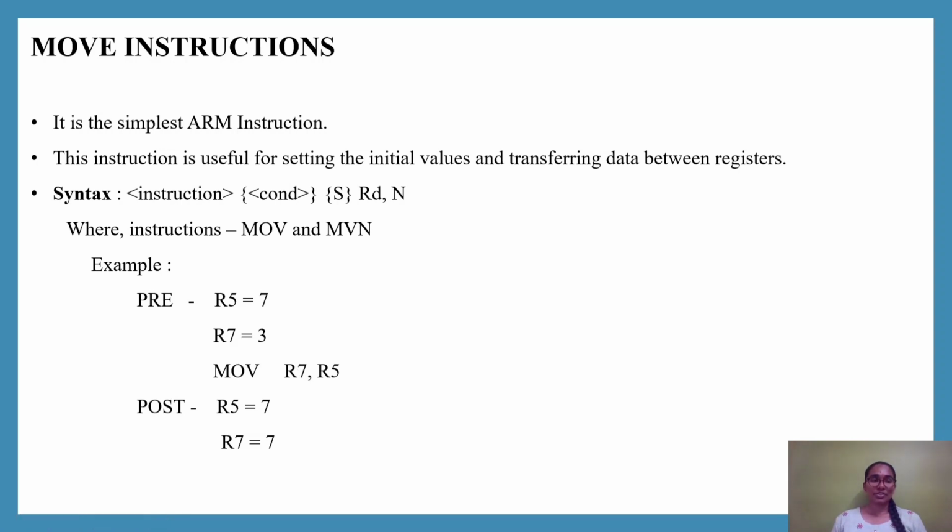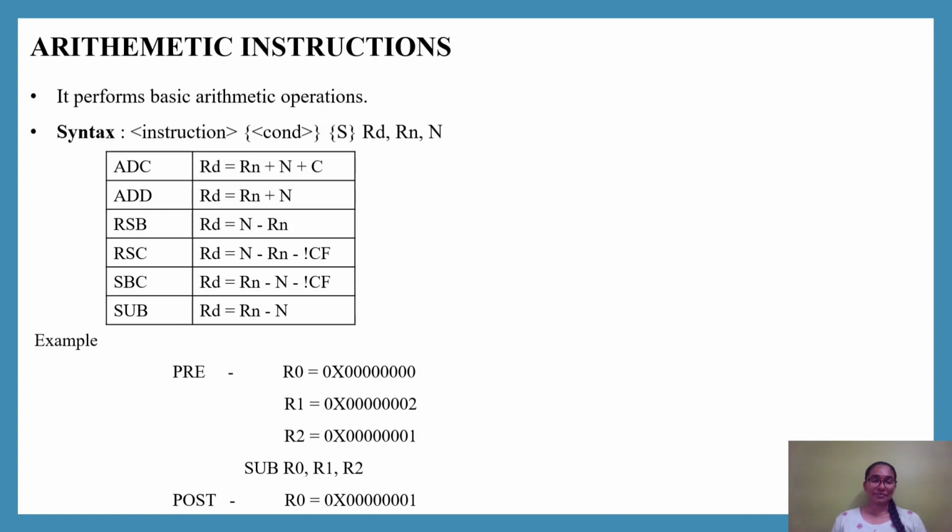The next instruction is the arithmetic instruction. Arithmetic instructions perform basic arithmetic operations like addition and subtraction. The syntax for arithmetic instruction is instruction, condition, S, Rd, Rn and N, where Rd is the destination register, and Rn and N are the source registers.